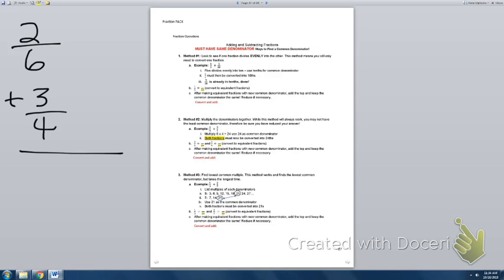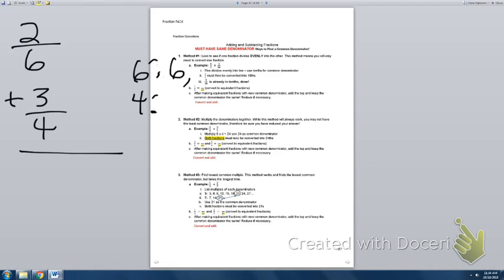This will take us into method number 3, which, if you want to find your least common denominator, then you need to look at the multiples of each of these numbers to find a common multiple. So let me give myself a little room here. So we have 6 and 4. So we need to find multiples. And you do that just by doing times 1, times 2, times 3, times 4.